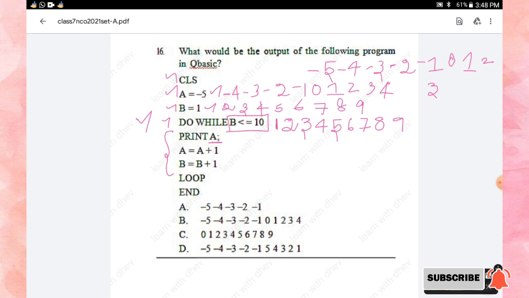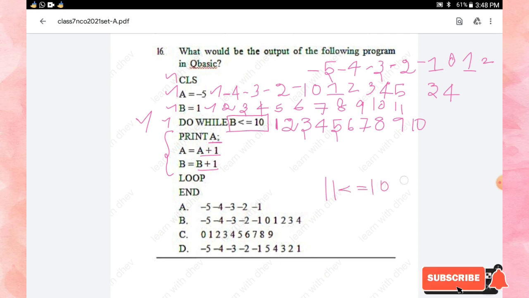Next, the value of A gets incremented by 1, it becomes 4 and this becomes 10. So 10 less than or equal to 10, so it is true. So the value of A would get printed. Then the values of A and B would be incremented by 1. It becomes 5 here, it becomes 11 here. Now 11 less than or equal to 10, it is false. So the loop statements won't execute, right? So finally, your output is option B.